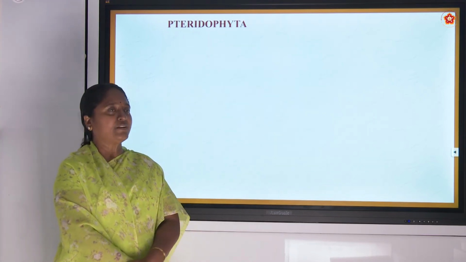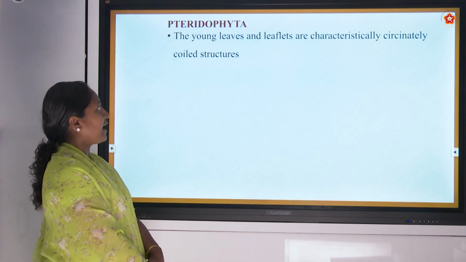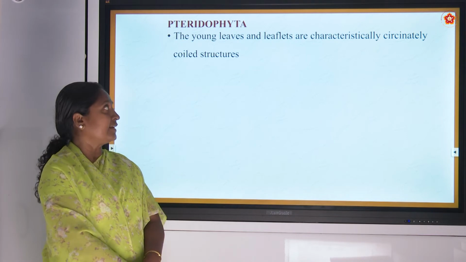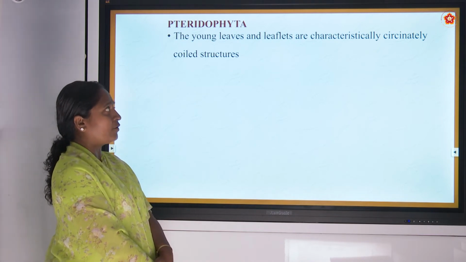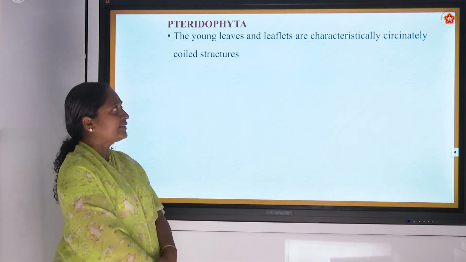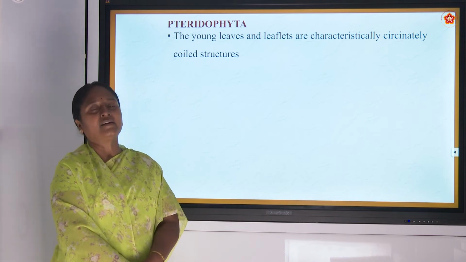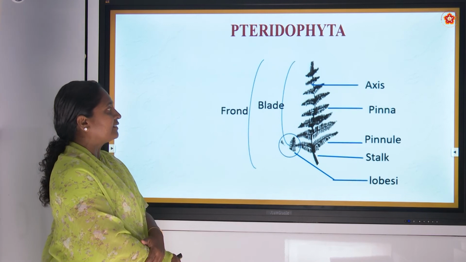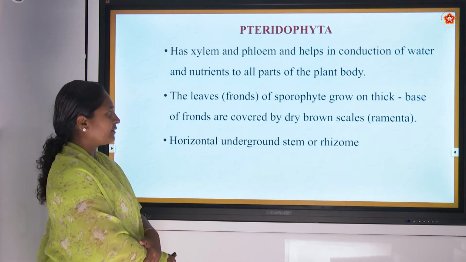These organisms, as we will see in detail, have young leaves and leaflets. When these leaflets come out, they have a characteristic circinately curled structure. We will see in a previous slide how the circinately curled structures are present.